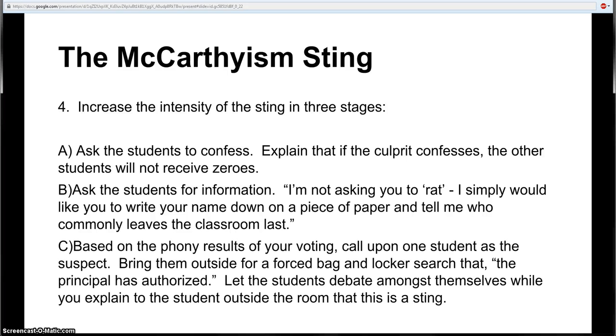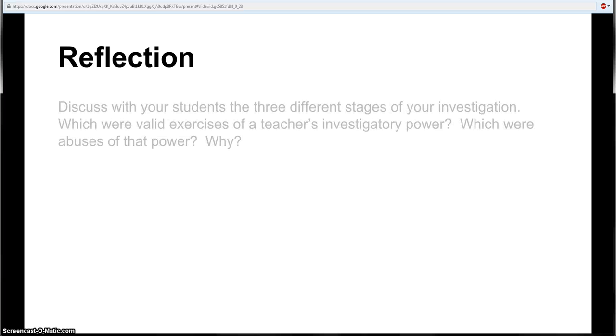And lastly, based on the phony results of your voting, call upon one student as the suspect. Bring them outside for a forced bag and locker search that the principal has quote-unquote authorized. Let the students debate amongst themselves while you explain to the student outside the room that this is in fact a sting.